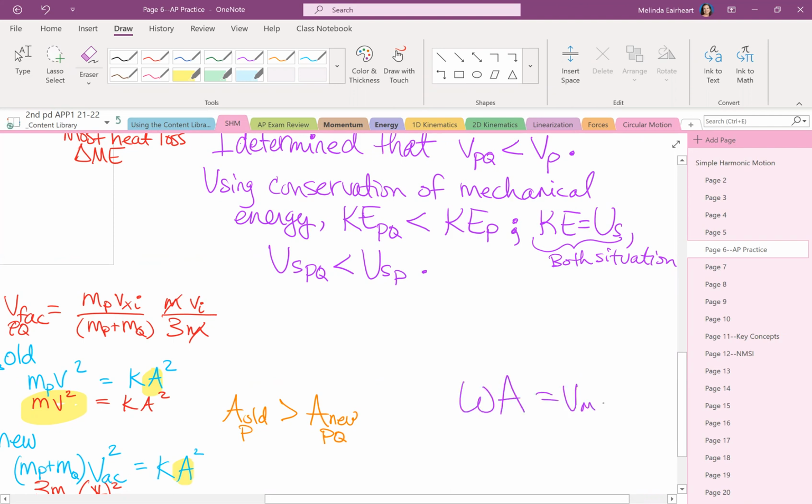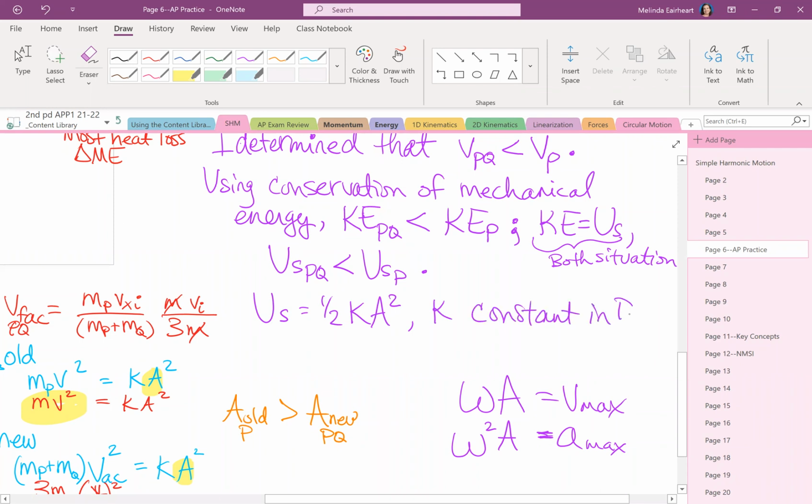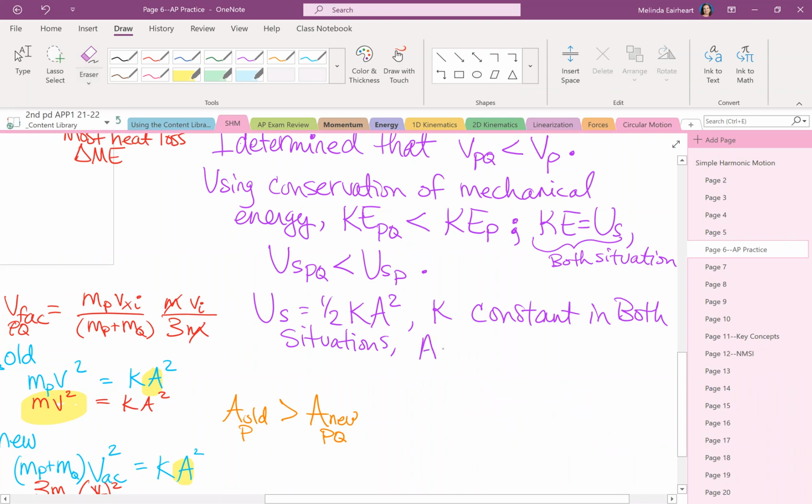A omega is V max, omega squared times amplitude is A max. Those should be back on page 1 of your notes. Okay, so back to our description, one more minimum sentence. I need to connect the energy to amplitude. And so since US is equal to 1/2 KA squared, and K is constant in both situations, then the amplitude of PQ is what compared to amplitude of P alone?